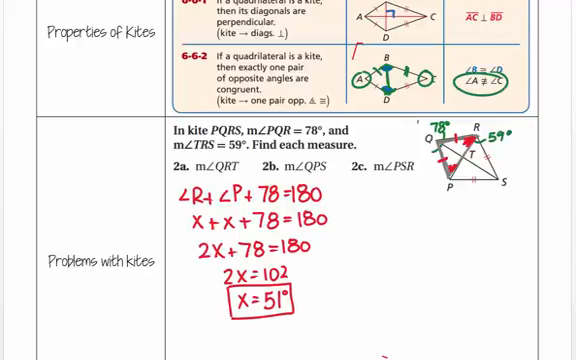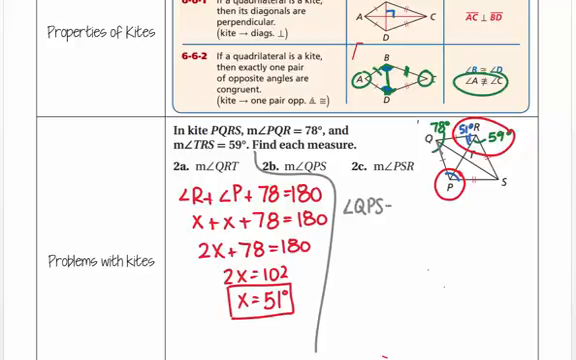So let's try the next one. This stuff still holds true, but this time we are looking for QPS. QPS, this guy right here. So we just found that this little guy here was 51, and I know that these two added up equal this guy over here. So let's divide this up. I know that angle QPS equals 51 plus 59. And then all we have to do is add those together. So you end up with 110 degrees.